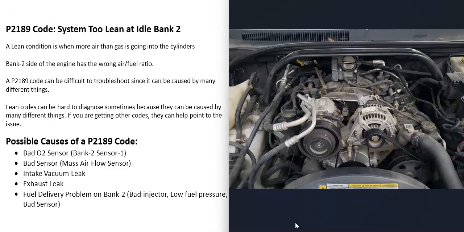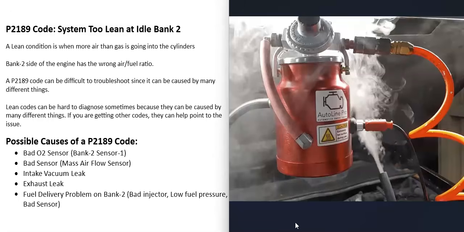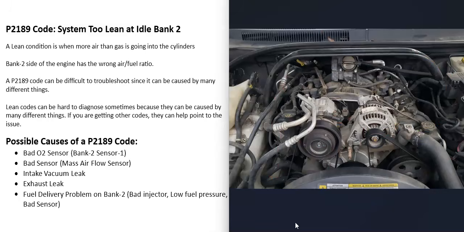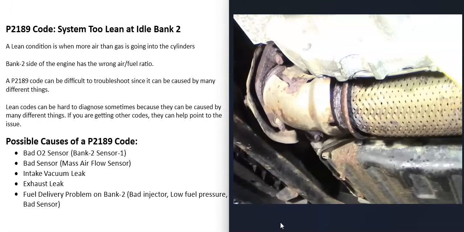Sometimes it can be kind of hard to spot a vacuum leak. So what a lot of mechanics will do is they use a smoke machine and they'll feed smoke into the intake, and wherever the smoke comes out, they know where the leak's at, and then they're able to fix it. But if you are getting bank 1 and bank 2 lean codes, then it's possible that there is an intake vacuum leak.